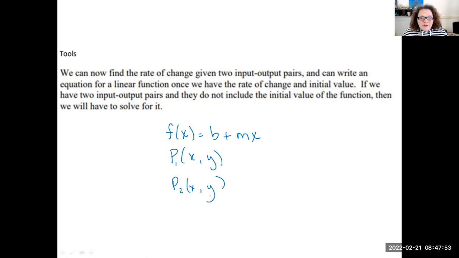And they do not include the initial value of the function. So they're not telling us what the initial value is. We will have to solve for it. And that's what I'm going to show you how to do in this video.